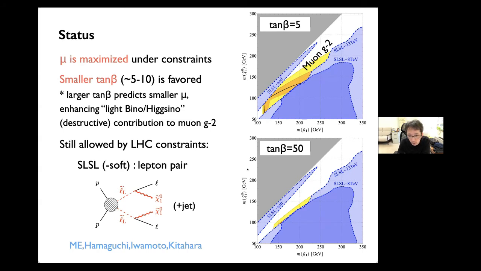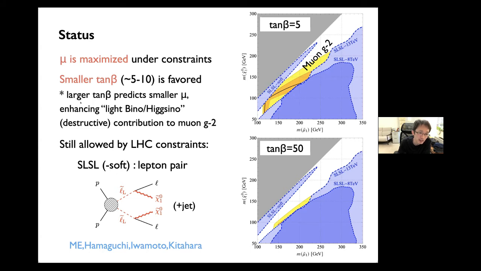So, okay, I have to explain. This is the Bino mass, and this is the smuon mass, the left-handed smuon mass. And this is a plot for tan beta equal to 50. And this yellow region is the muon g minus 2 parameter region. So as you can see, when we consider tan beta 50, the allowed parameter region is really tiny. But if we consider tan beta 5, the allowed parameter region is magnified.